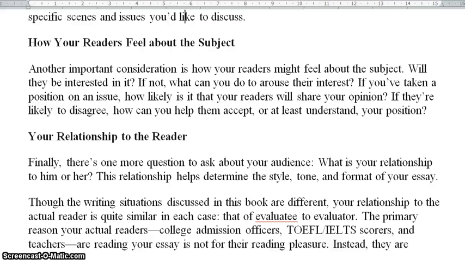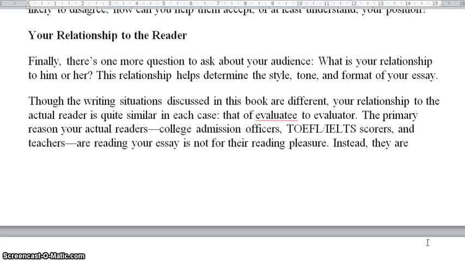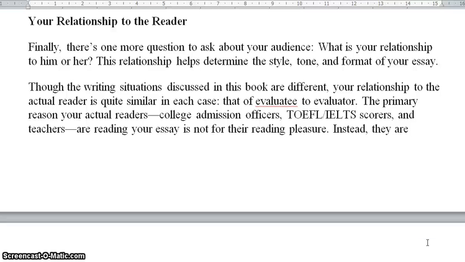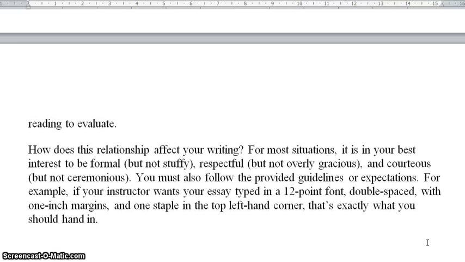Finally, there's one more question to ask about your audience. What is your relationship to him or her? This relationship helps determine the style, tone, and format of your essay. Though the writing situations discussed in this lesson are different, your relationship to the actual reader is quite similar in each case, that of evaluatee to evaluator. The primary reason your actual readers, who are college admission officers, TOEFL or IELTS scorers, and teachers, are reading your essay is not for their reading pleasure. Instead, they're reading to evaluate.